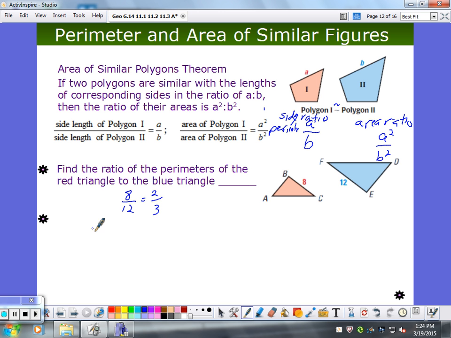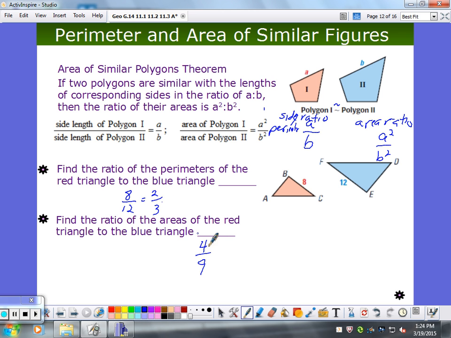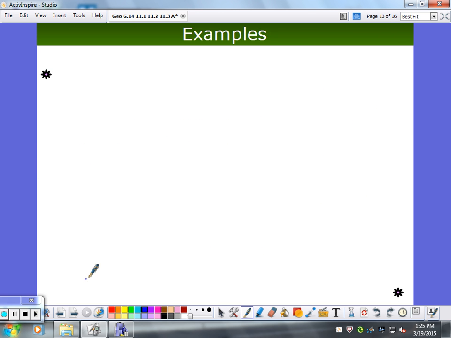What if they want the ratio of the areas? Well, you just take the ratio of the perimeters or the ratio of the sides and you square it, and you get 4 over 9. See how I went from here to here? 2 squared, 3 squared. So this gives me side lengths and perimeter, and this gives me the area ratio. So we'll see what you do with that in a second, okay?